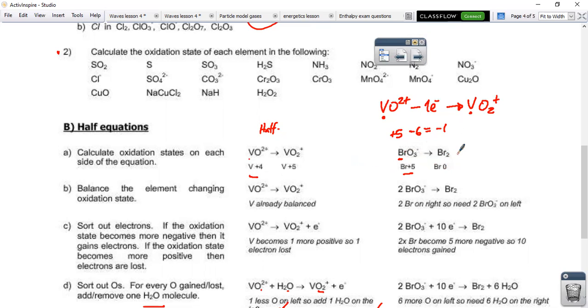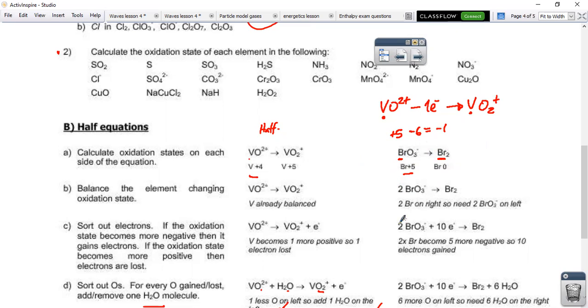Then the next thing I do is I balance. Because you can see I've only got 1 bromine atom here, but I've got how many on this side? 2. So I balance my bromate. To do that, I put a 2 in front. So far, so good?